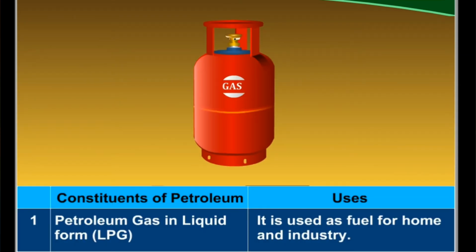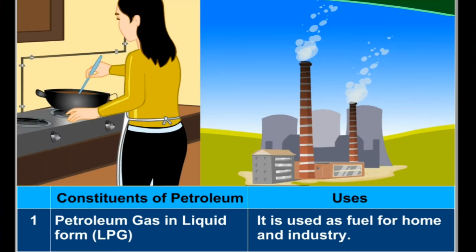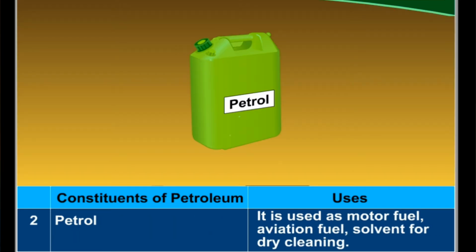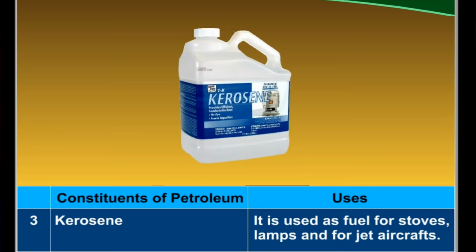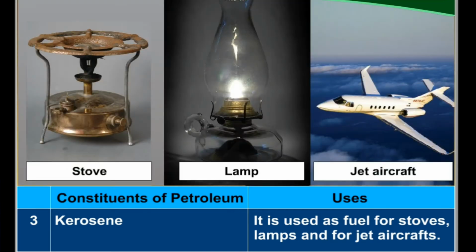Petroleum gas in liquid form, or LPG. It is used as fuel for home and industry. Petrol. It is used as motor fuel, aviation fuel and as a solvent for dry cleaning. Kerosene. It is used as fuel for stoves, lamps, and also for jet aircraft.